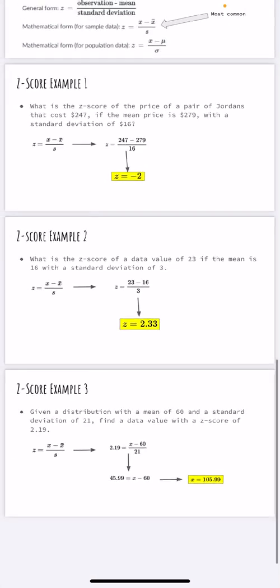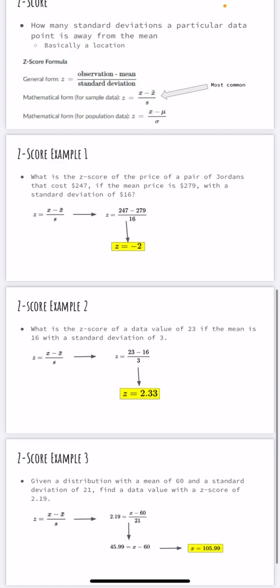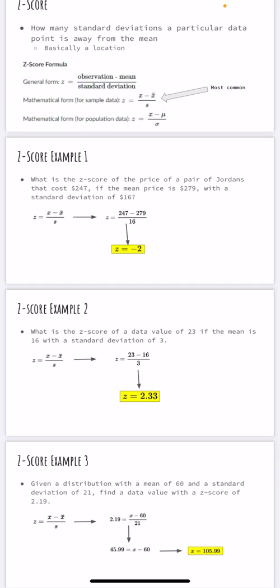Last one is example 3. I guess it won't let me scroll down, so it's just going to stay at the bottom. Given a distribution with a mean of 60 and a standard deviation of 21, find a data value if the z-score is 2.19. So basically this last one's just playing with the formula, right? I tell you that the z-score is 2.19, so we replace z with 2.19. I tell you the standard deviation is 21, so we put a 21 for s. I tell you the mean is 60, so we put a 60 for x bar.